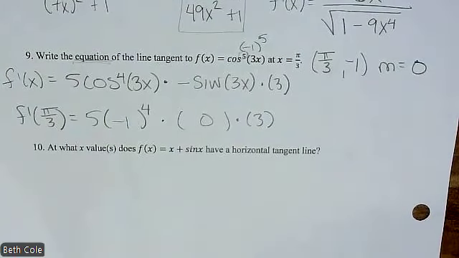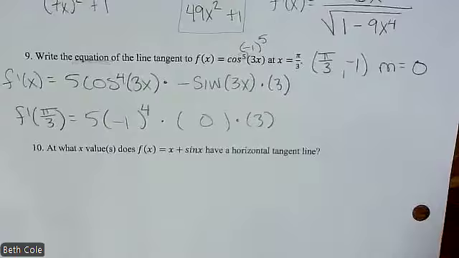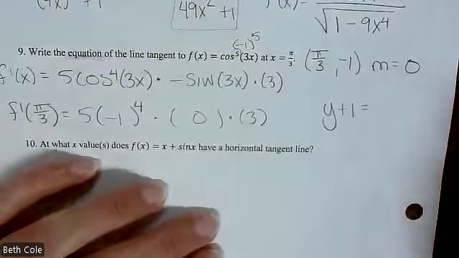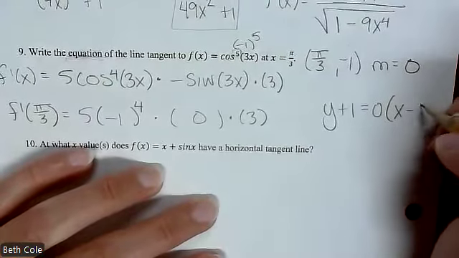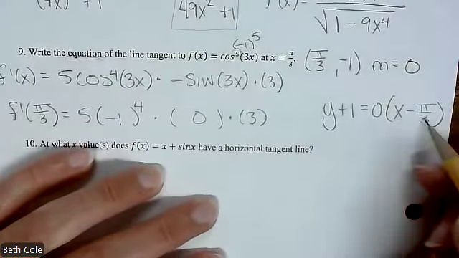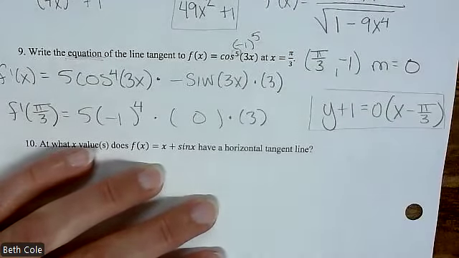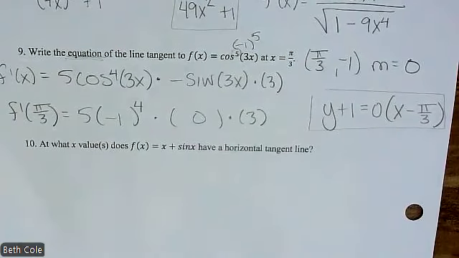Which means, this is interesting, the tangent line is what? Horizontal. Flat means this. But let's put it all together. It would be y plus 1 equals 0, parenthesis, x minus pi over 3. I realize this would all be 0, so if you really want to dig in your heels and say, Miss Cole, I'm not writing it, fine, I can't fault you, but I just like to put the whole pattern.